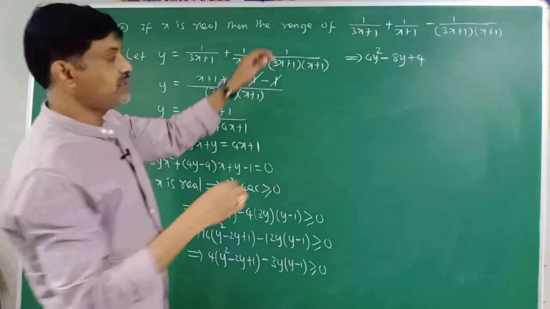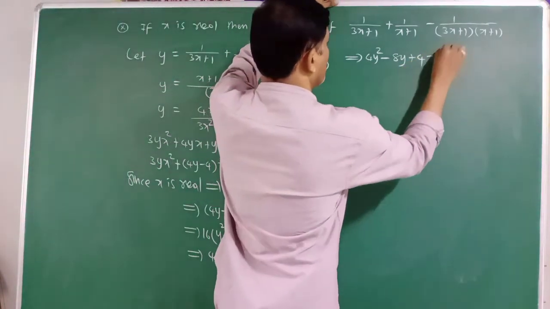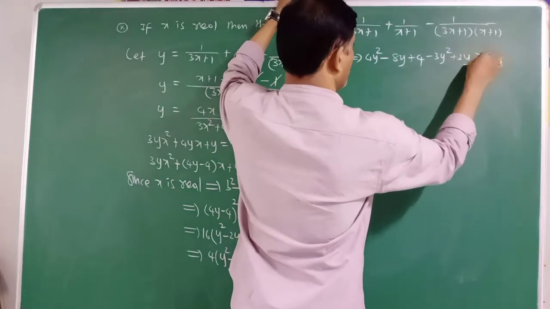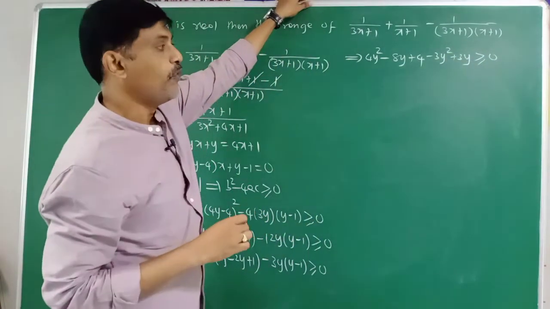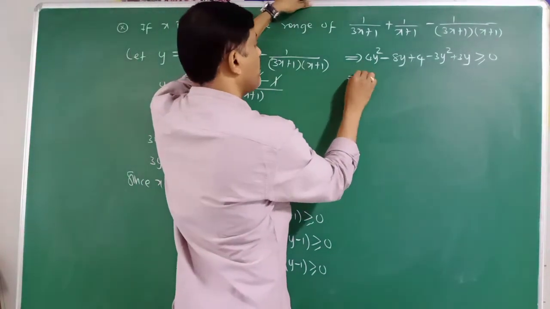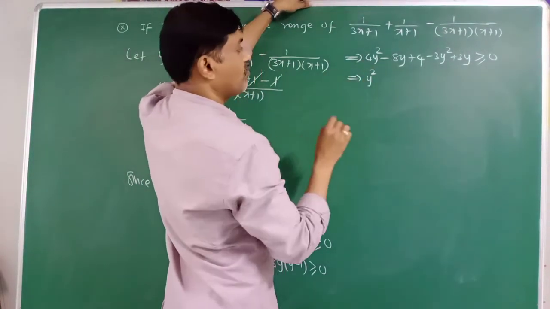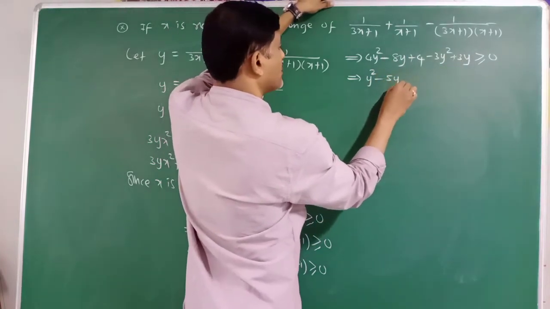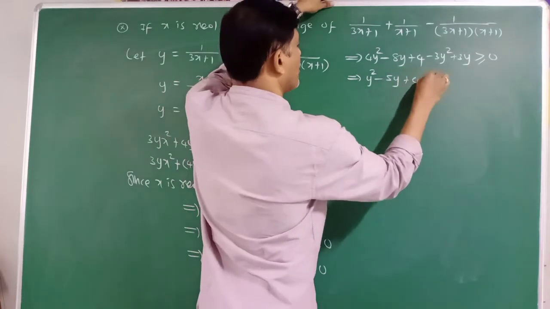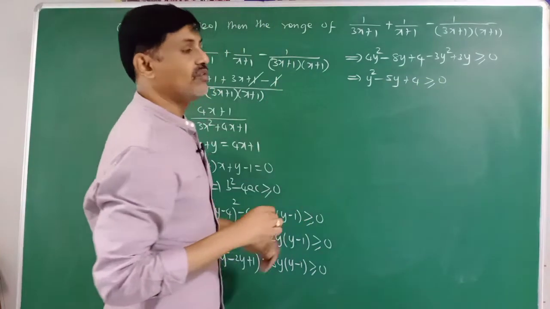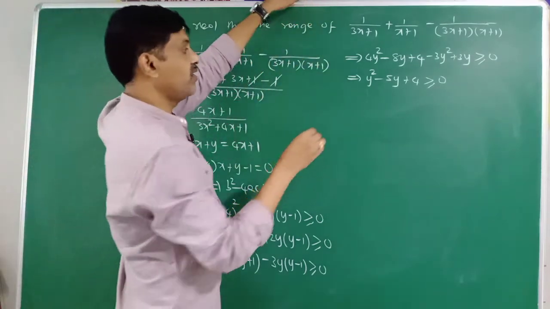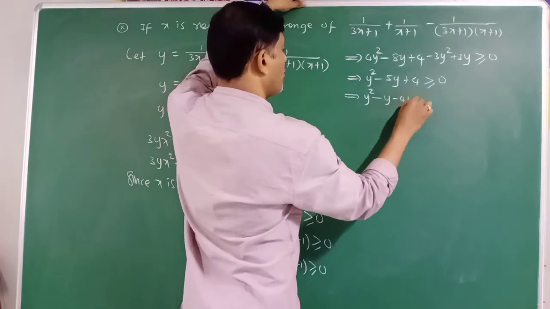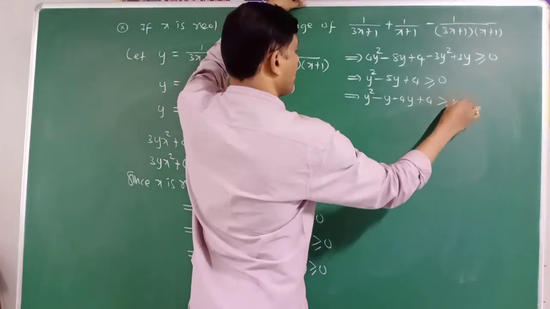Minus 3 times y into y, 3y square, and minus into minus plus 3y, is greater than or equal to 0. Now this is 4y square minus 3y square will become y square, minus 8y plus 3y will become minus 5y, plus 4 is greater than or equal to 0. 4 ones are 4, so y square minus y minus 4y plus 4 greater than or equal to 0.